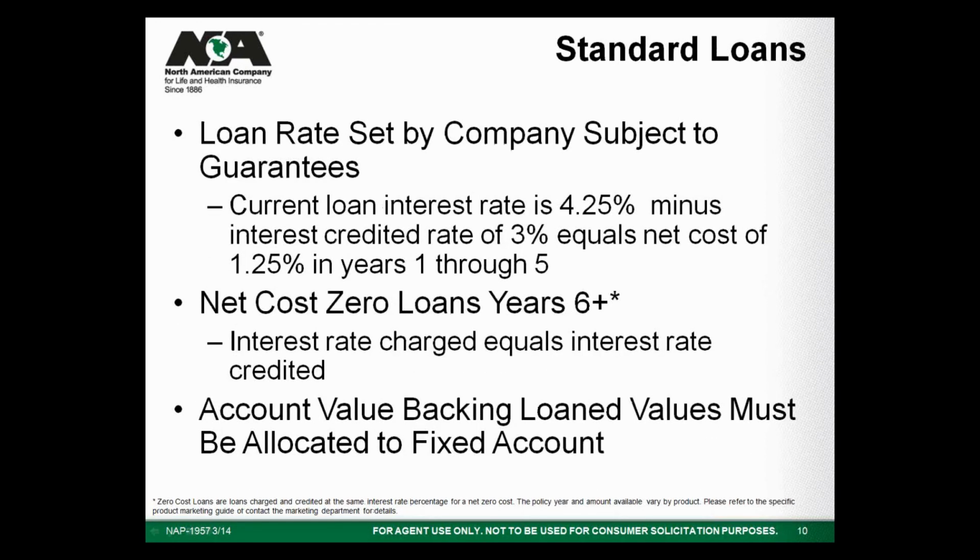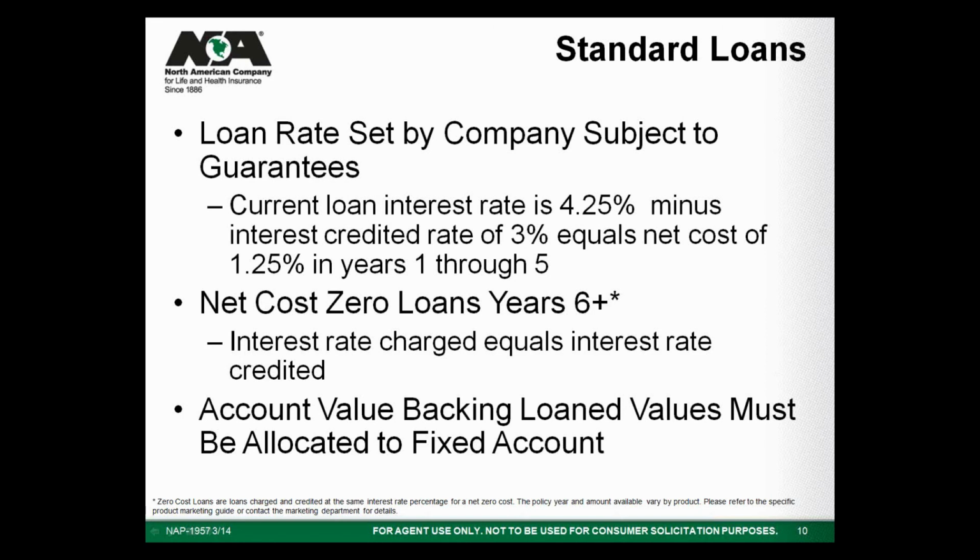So standard loans, that's a loan rate set by us here at North American, subject to guarantees. The current loan interest rate is 4.25% minus interest credit rate of 3% equals a net cost of 1.25% years 1 through 5. So if for any reason someone needed to take a loan out in years 1 through 5, it is going to cost them 1.25%. Net cost zero loans starting in year 6. Basically we're just going to credit you interest, what we charge you for interest on the loan.